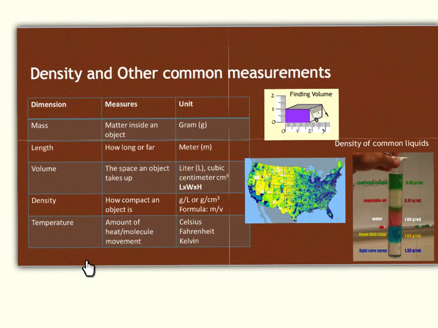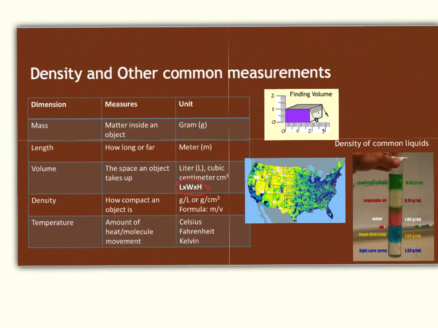Alright, so this little data table or chart over here should look familiar. Remember, it was on our notes. So for mass, it's the matter inside an object. It's given the unit of grams. Length, how long or far. Meters. Volume, the amount of space an object takes up. That can be liters, milliliters, cubic centimeters, and then look again here, it's so important, it's on there twice.